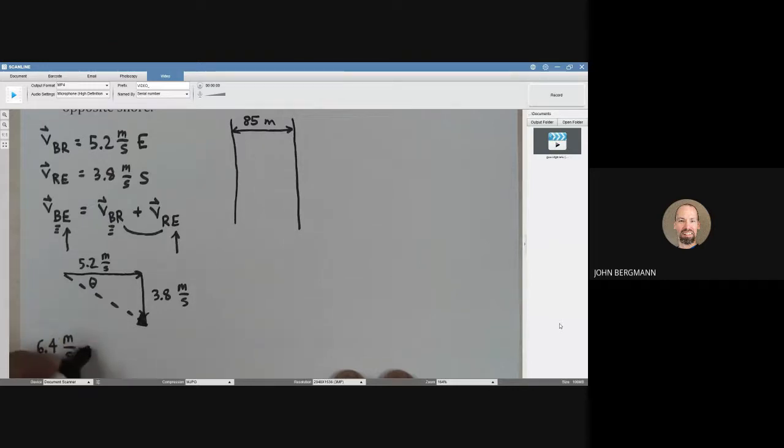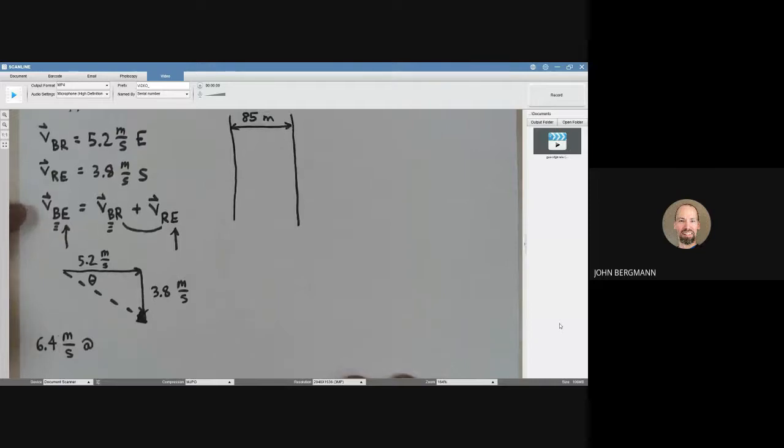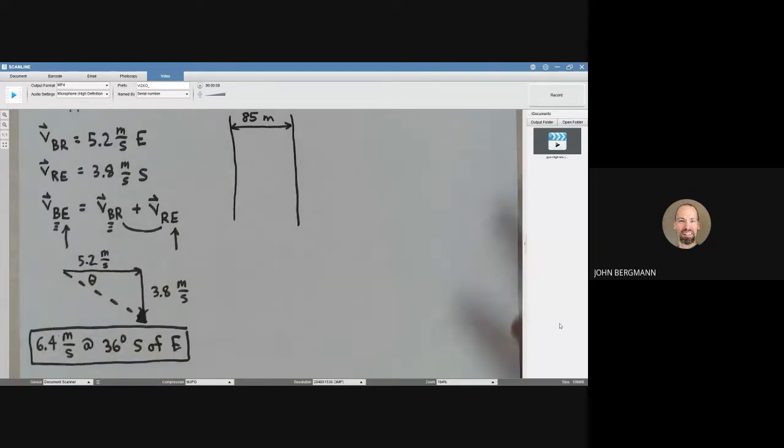And then we need an angle. From the picture, we can see that this angle should be less than 45 degrees. If we get an answer bigger than 45, then we need to look back and think, something might be wrong. When I did this, I got 36 degrees. 36 degrees what? 36 degrees to the south of east. East is this way. This is 36 degrees to the south of that. South of east. So that's the first part of this problem.